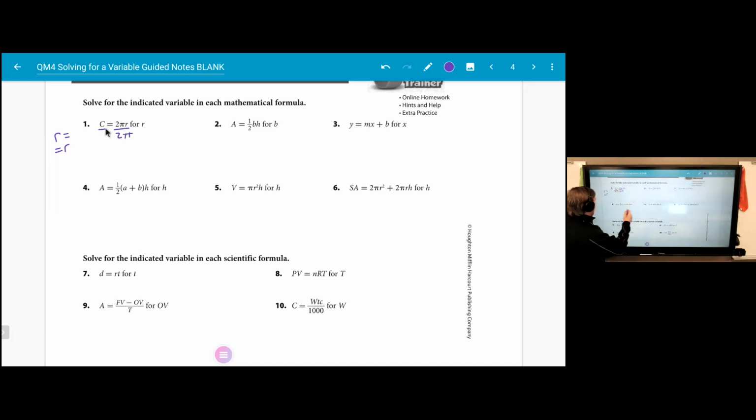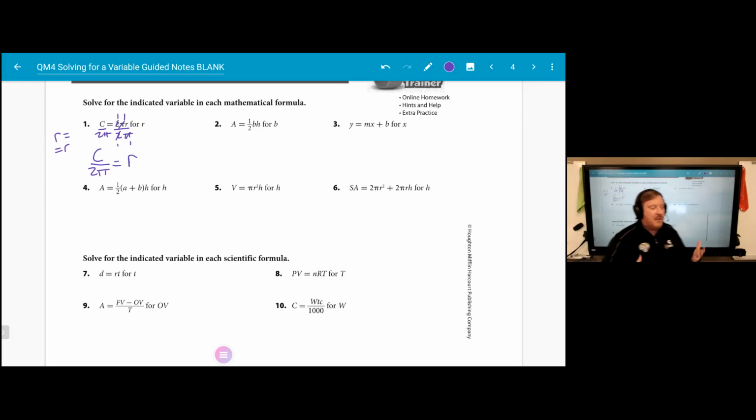On the left-hand side of the equal sign, we get C divided by 2 pi. On the right, 2 divided by 2 simplifies to 1, and pi divided by pi simplifies to 1. And r is just left because it's 1 times r, or just r. C divided by 2 pi equals r. We have solved for the variable indicated.